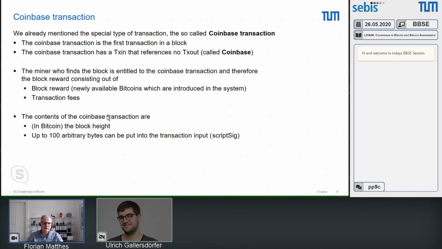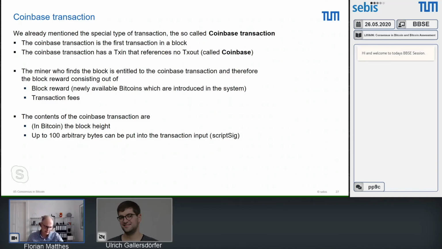Additionally, in the Coinbase transaction, there's some free space, because you don't write too many things in there. So it also stores the block height, which is not in the header, but in the Coinbase transaction, for historic reasons. And also, you have space for 100 arbitrary bytes, because this would be the script signature field, and you can use it to put arbitrary things into it. And that was the story when some people put in URLs or text fields, etc.